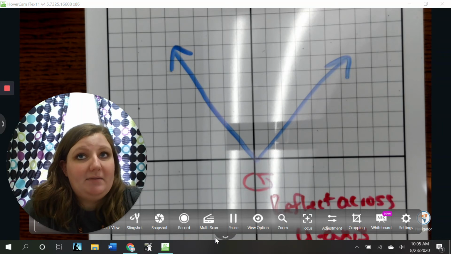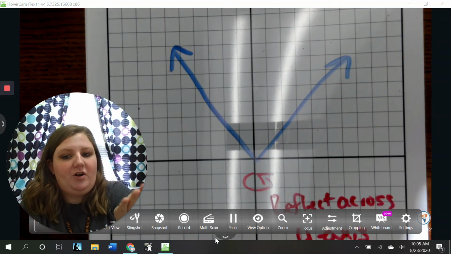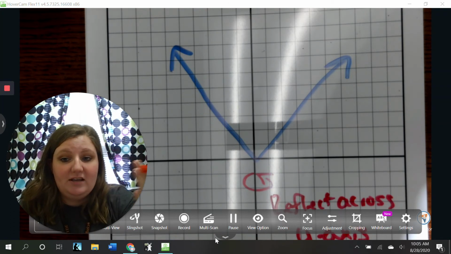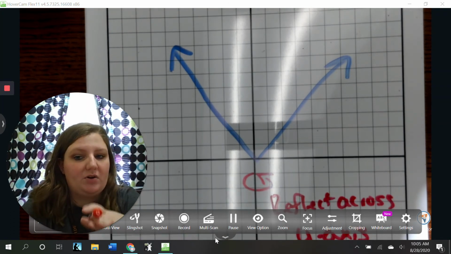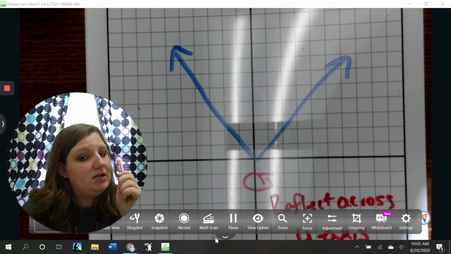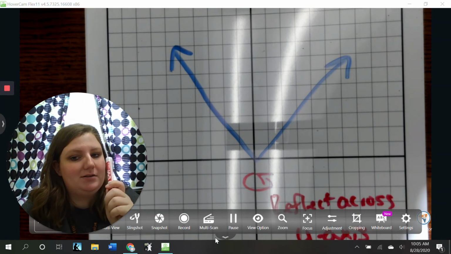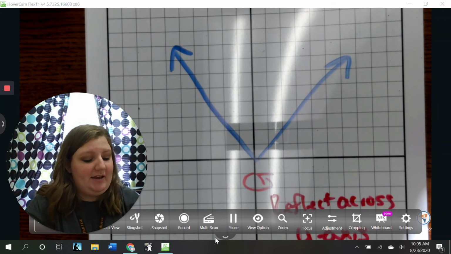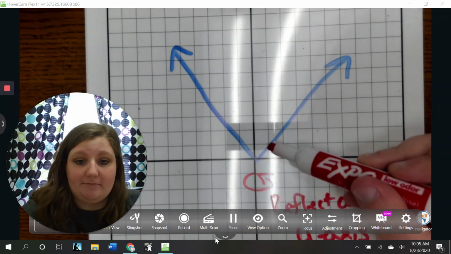So if we think about a reflection across an axis, it looks like a mirror image, right? It's a reflection, it's a mirror image. If our graph already looks like a mirror image of itself, it's a hint that things might look weird when we do the reflection, right? So let's just look at it. So I have this point right here.